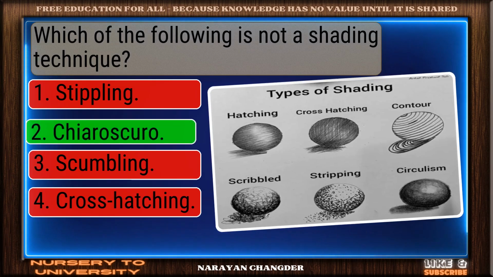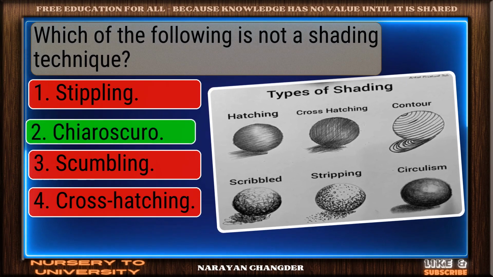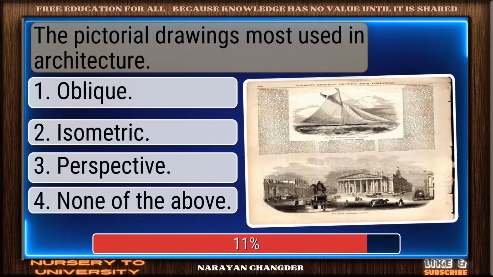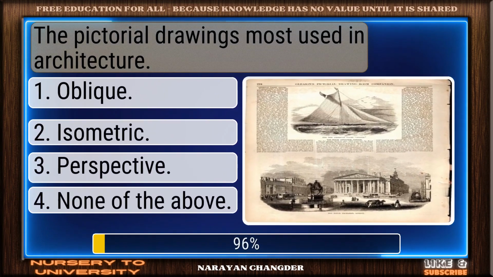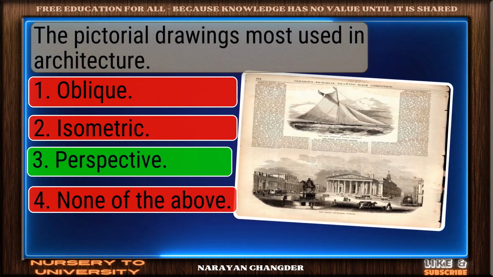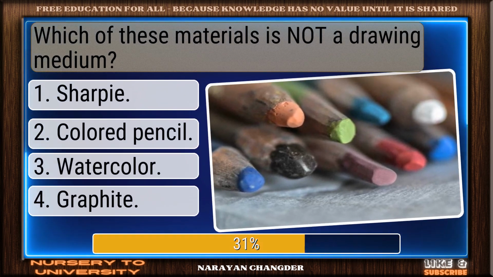Nice selection. Chiaroscuro is the correct and valid answer. The pictorial drawings most used in architecture. Excellent. Perspective is a brilliant choice. Which of these materials is not a drawing medium?